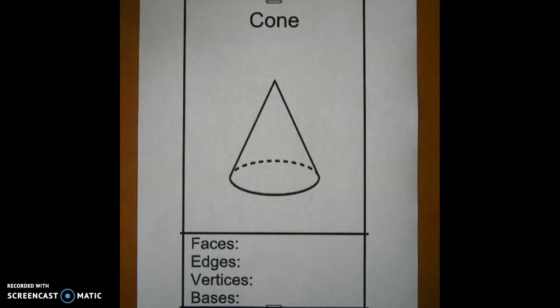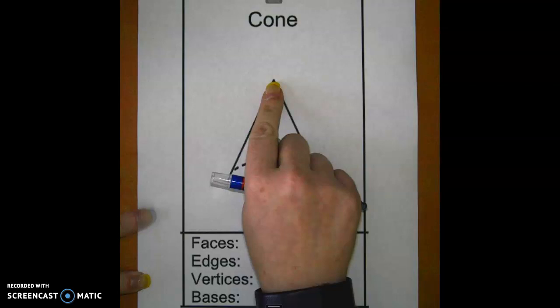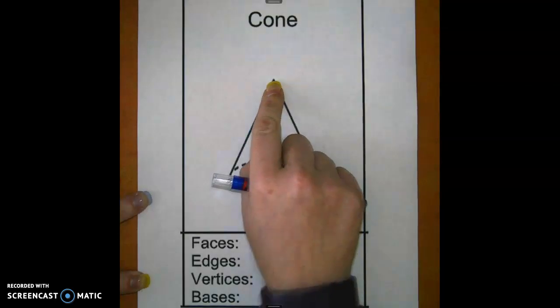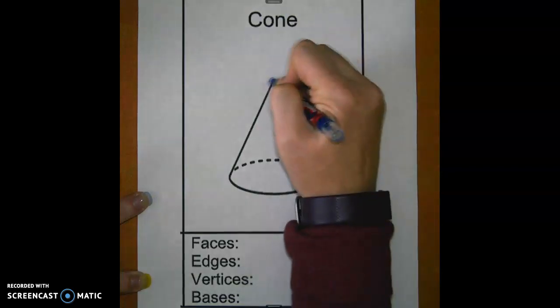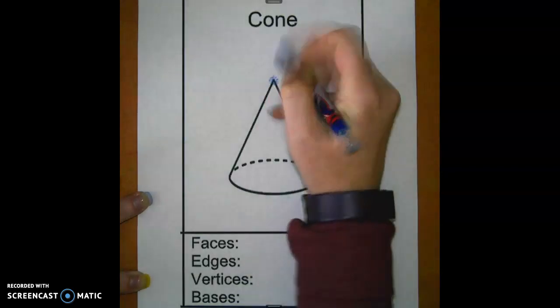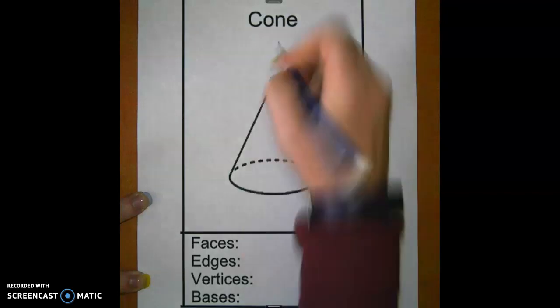Right, let's look at the attributes of a cone. We're going to start with our vertices like we did with all our other three-dimensional shapes. And notice that it comes to a point here just like when we looked at our triangular pyramid and our square pyramid. So it has one vertex that we're going to call the apex.